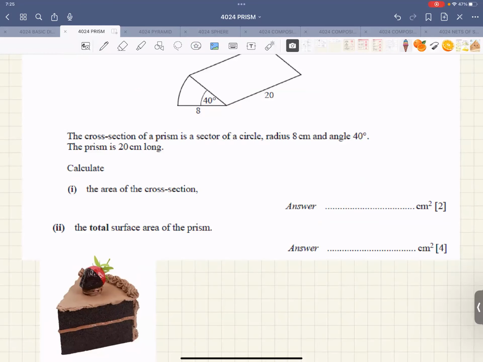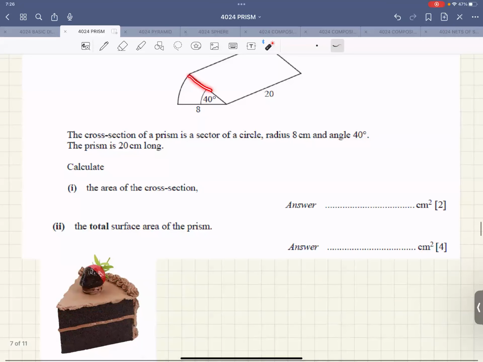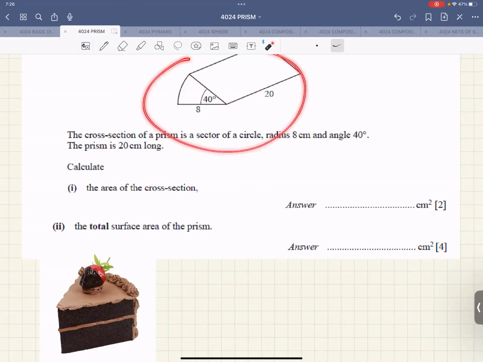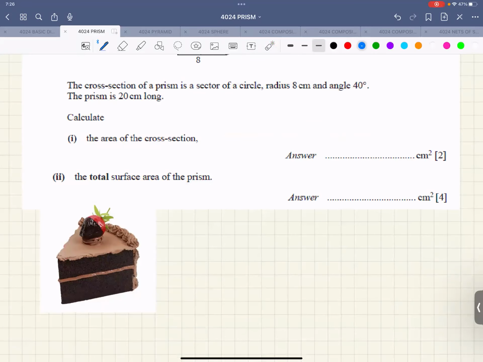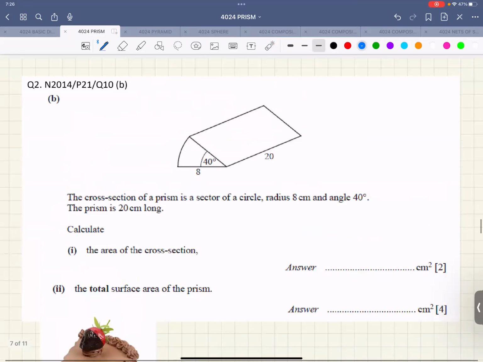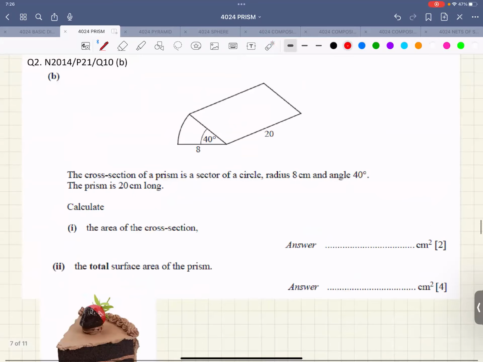If I skip the strawberry, this shape over here is a sector. This over here is a sector. It's that same cake piece lying down in the plate. So now let's say this angle is 40 degrees. So let me draw some lines. Let me draw some thick lines over here.